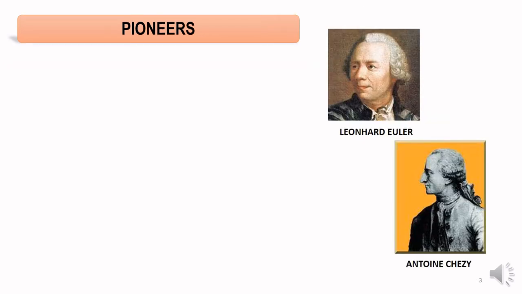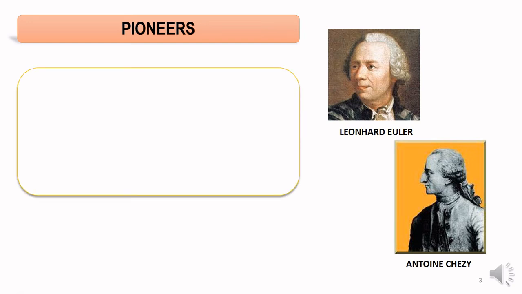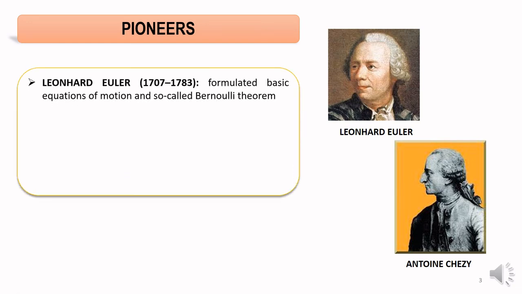Some more pioneers we can discuss are listed here. Leonhard Euler was one of the most pioneering thinkers in mathematics. He formulated the basic equation of motion and thereafter the so-called Bernoulli's theorem.